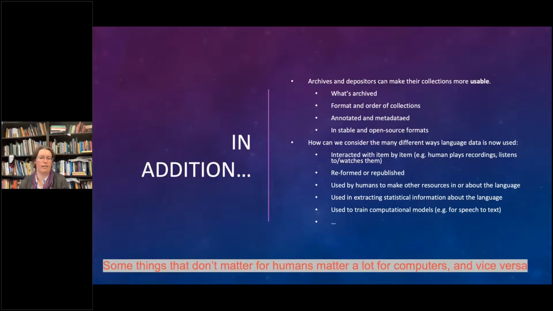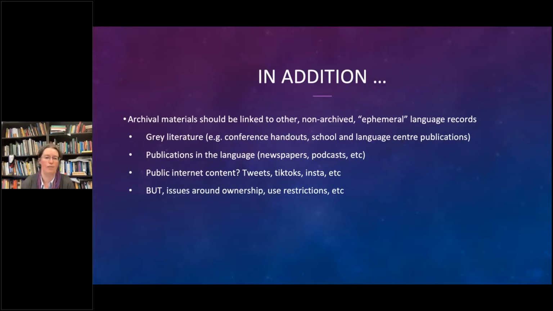They could be used in extracting statistical information about the language, so not interacted with item by item by a human, but rather parsed across the collection by a computer. Or they could be used to train computational models, for example, for speech to text, again where the human user of the collection is at several points removed from the primary linguistic data. And some things that don't really matter for humans matter a lot for computers, and vice versa. For instance, in my example with file naming conventions just before, rich file naming conventions that allow the extraction of metadata are very useful for looking computationally across a collection, but make it very difficult for humans to find what they want. So some balance and some consideration of this may be what is needed in future.